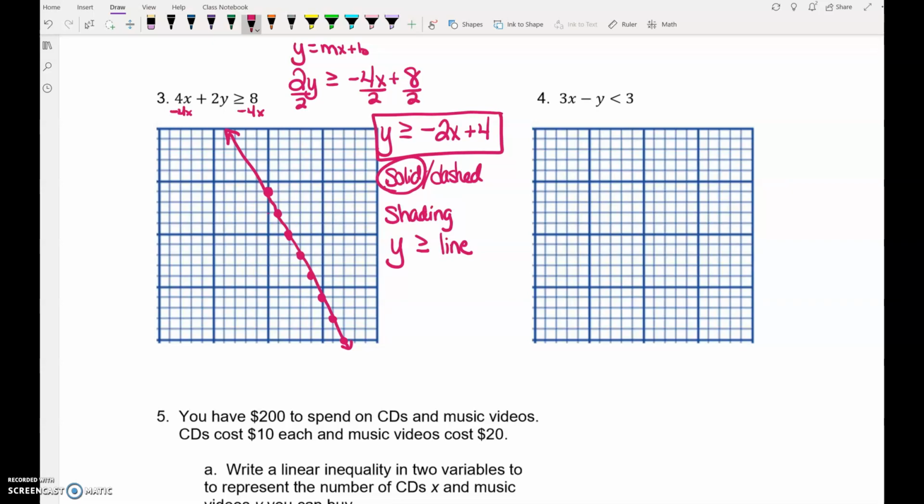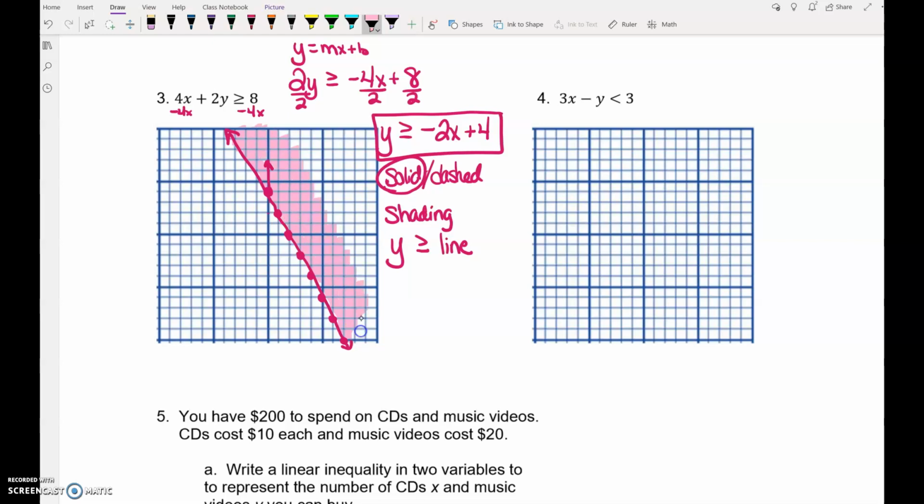Up. We got 4, 5, 6, 7. That would be up this way. That's the side of the line that you need to shade. So don't think of it as like right or left or up or down. Think of it as where are the y values bigger than they are on the line.